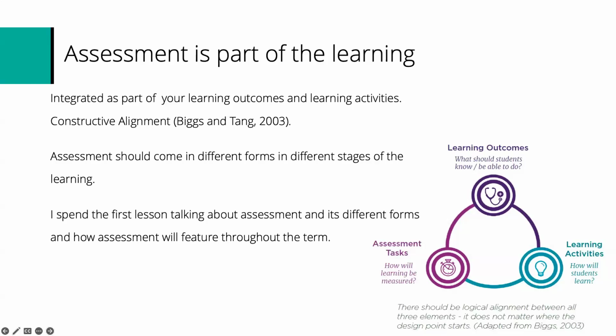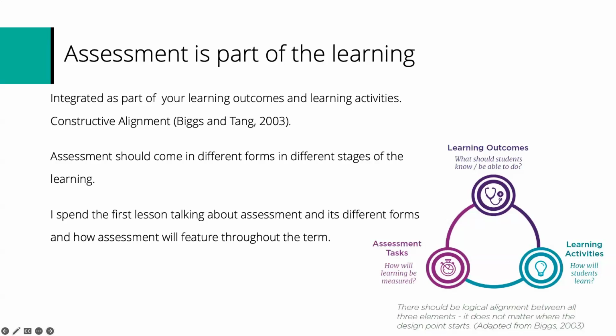What it is, it's an integration of what I call those three moving parts of our learning process, which is our learning outcomes, our learning activities, and our assessment tasks. These three are not isolated, they work together and they are integrated. So thinking about how will students learn, what students should know, and how will learning be measured. And when we're talking about assessment, we're talking about how we'll be measuring that. This constructive alignment came from Biggs and Tang, and I've got a reference there to them.